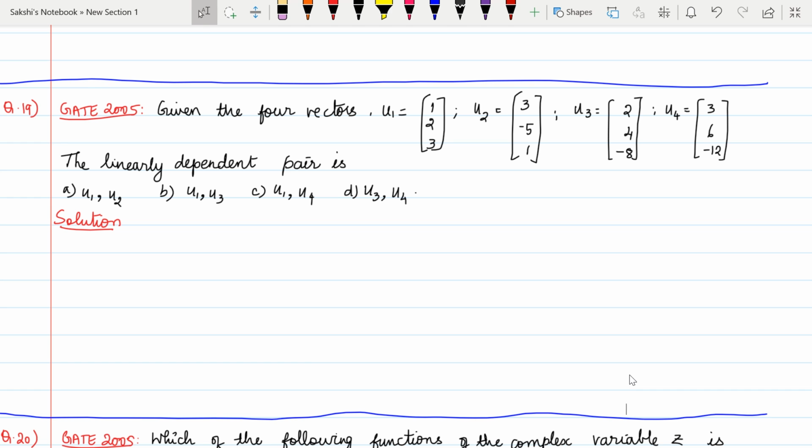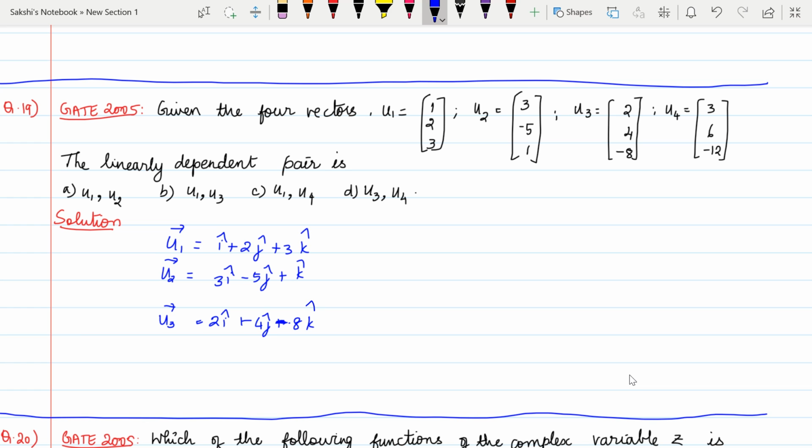Okay, so I can write u1 vector as i vector plus 2j vector plus 3k vector, u2 vector as 3i vector minus 5j vector plus k vector, u3 vector as 2i vector plus 4j vector minus 8k vector, and u4 vector as 3i plus 6j minus 12k.